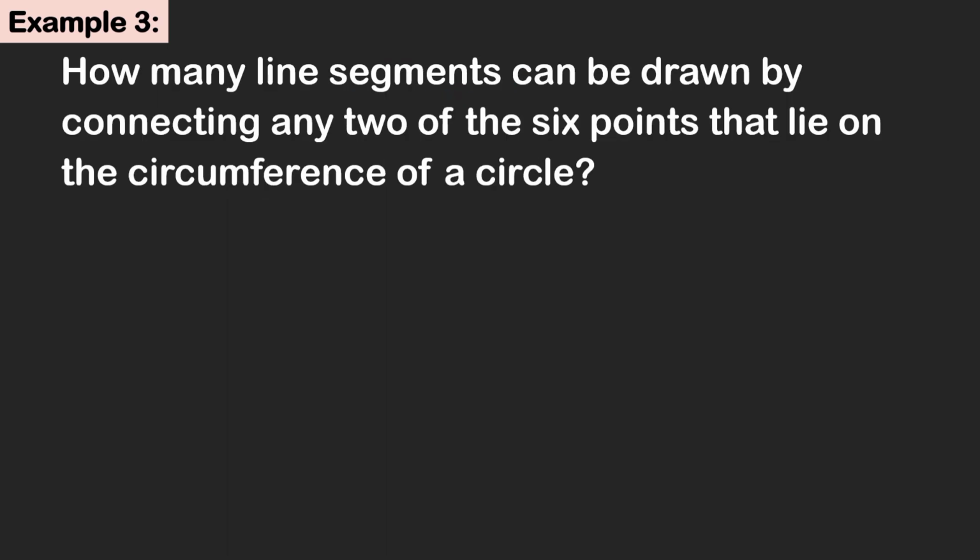Example 3. How many line segments can be drawn by connecting any 2 of the 6 points that lie on the circumference of a circle? Since a line segment is determined by choosing any 2 points from the 6 points on the circumference of the circle, and the order does not matter, this is a combination problem.